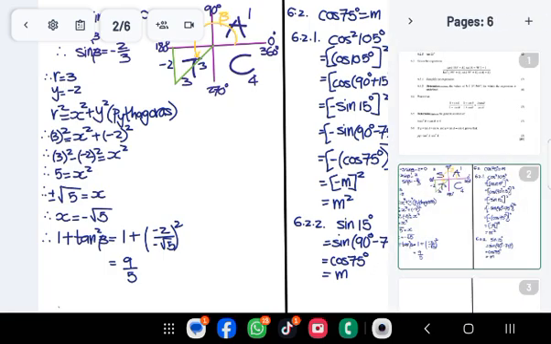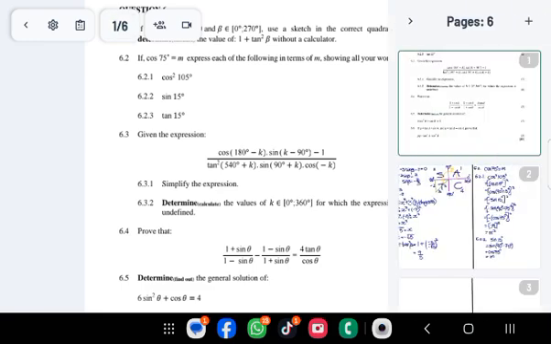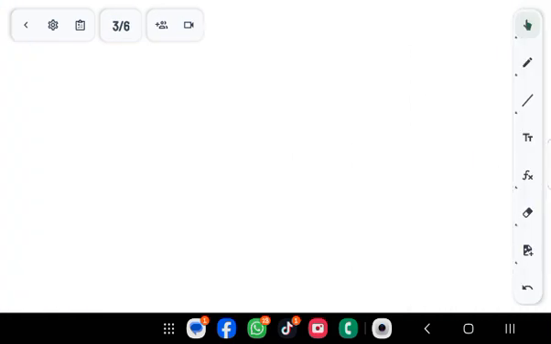Next question. Tan of 15 degrees, 6.2.3.